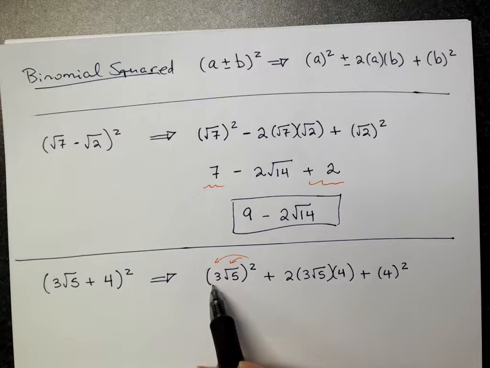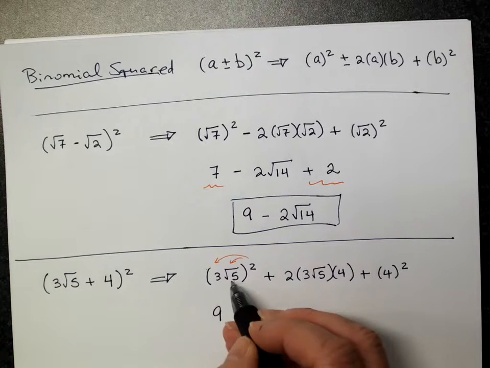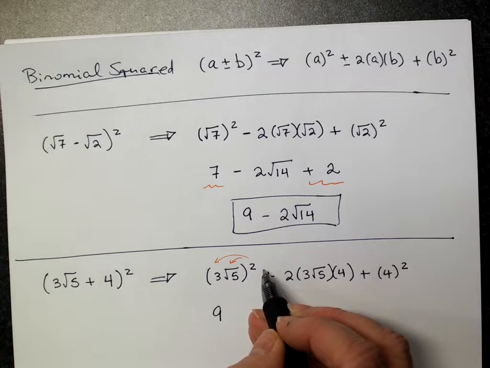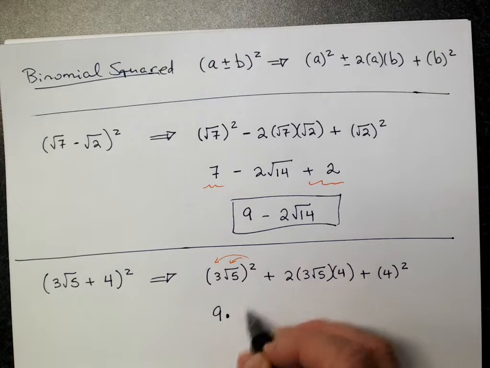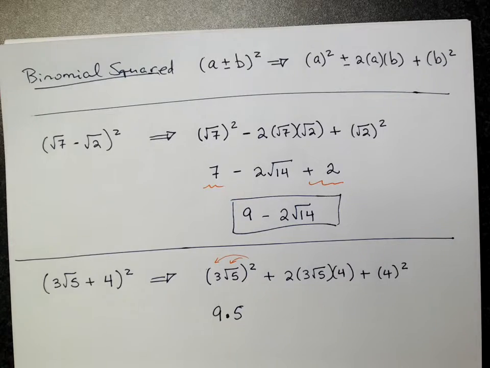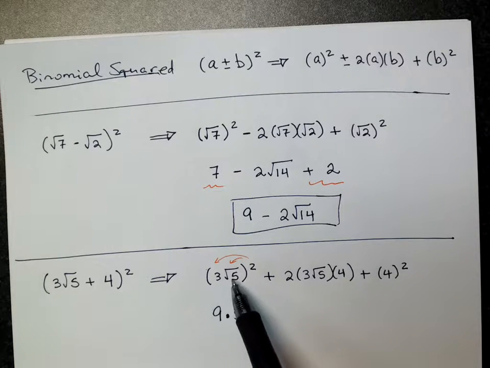So you have to square the 3, which is just a regular number. There's no index to cancel out, so that's just 3 squared. Square root of 5 squared is 5. So we got 3 squared, which is 9, and square root of 5 squared, which is 5. Squaring a number, the coefficient, then squaring the radical.